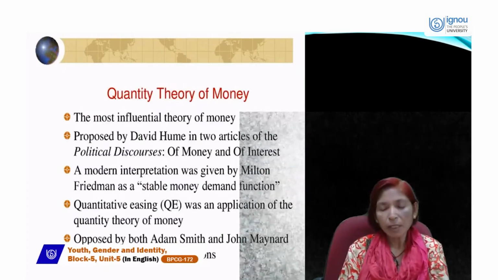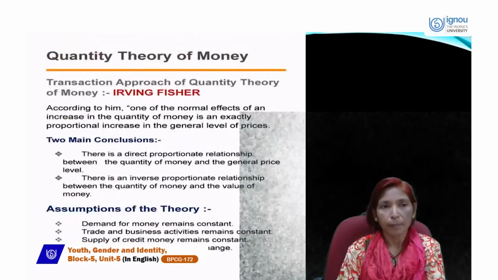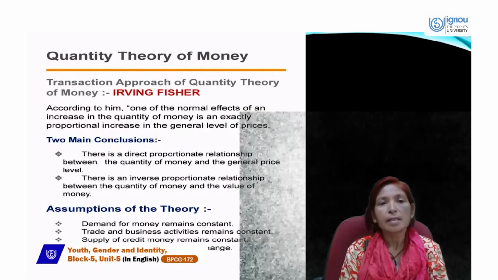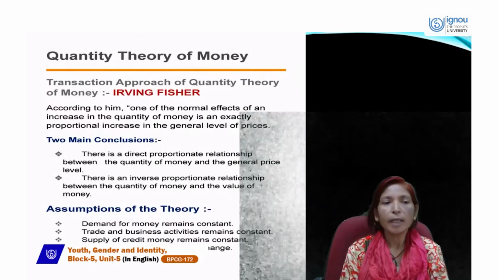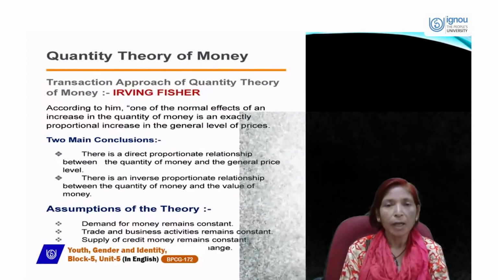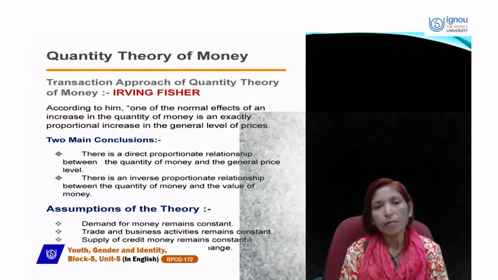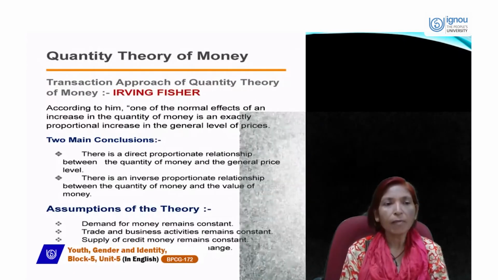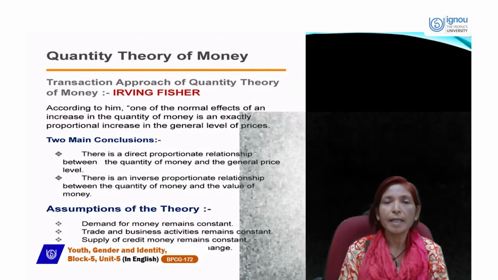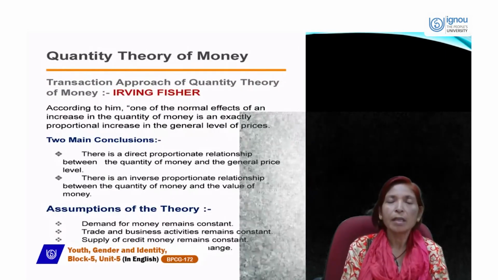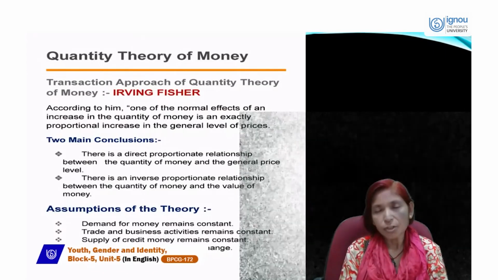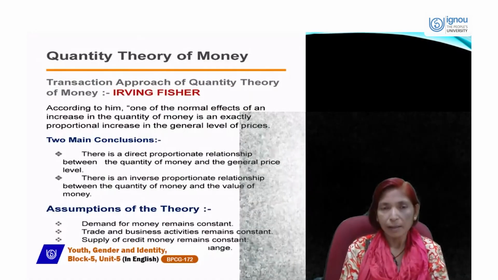Now, what is the meaning of this quantity theory of money? This is known as the transaction approach of the quantity theory of money. According to Irving Fisher, one of the normal effects of an increase in the quantity of money is an exactly proportional increase in the general price level, or general level of prices.